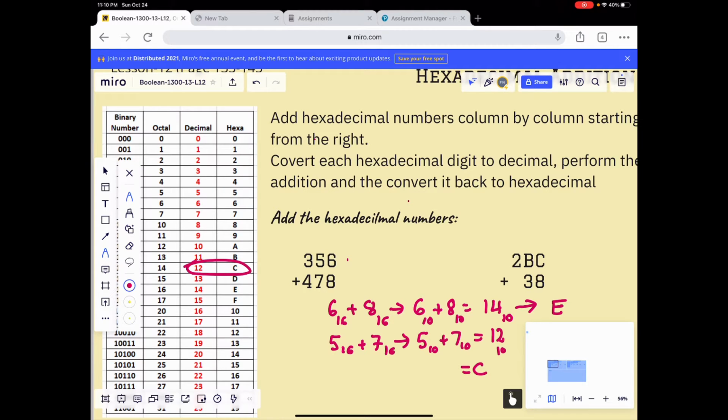And the third column is the same thing, 3 plus 4 equals 7. So the answer is the letter E here, and letter C, and 7CE for the answer.